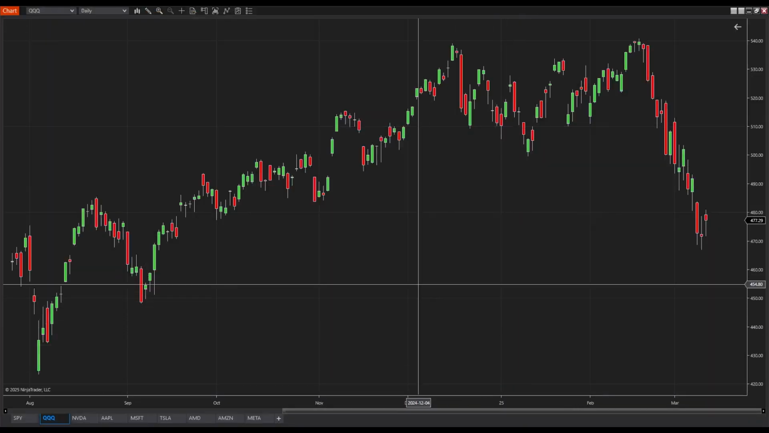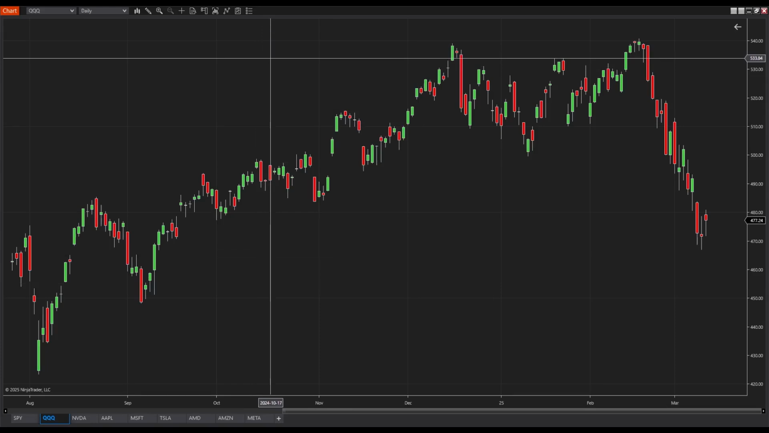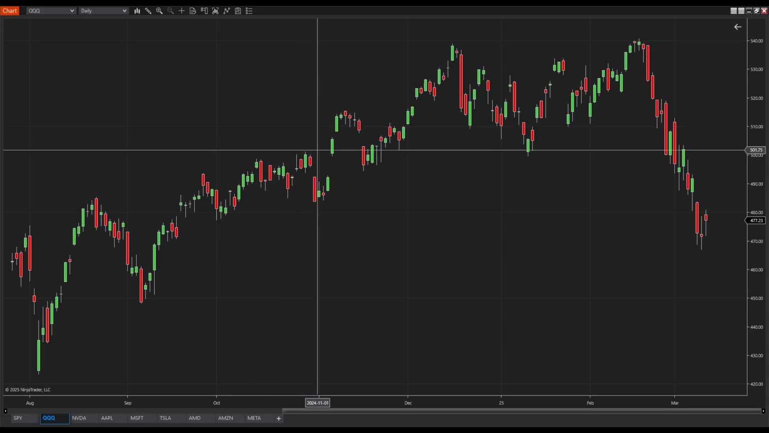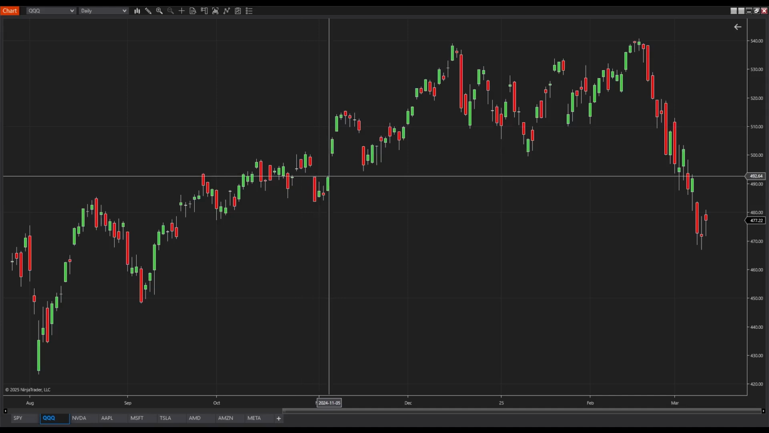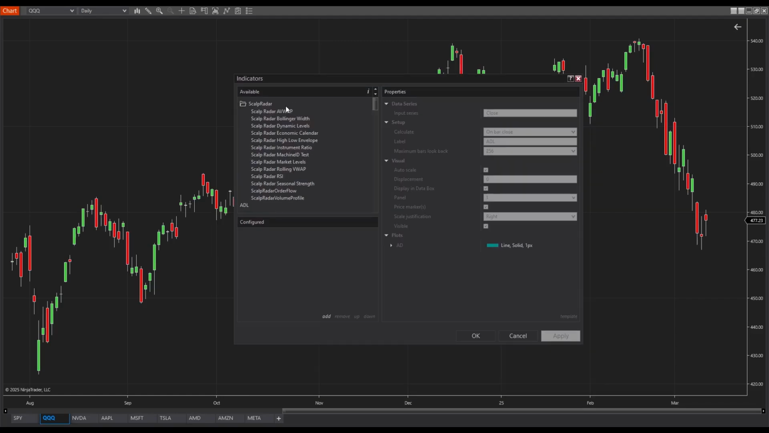So the first indicator I'll go over is the ratio chart. The ratio chart lets you plot the ratio of 2 instruments directly on your NinjaTrader chart. So let's say you wanted to plot the ratio of QQQ versus consumer staples. So you wanted to see how tech stocks were doing relative to staples, which are generally indicators of risk on and risk off.